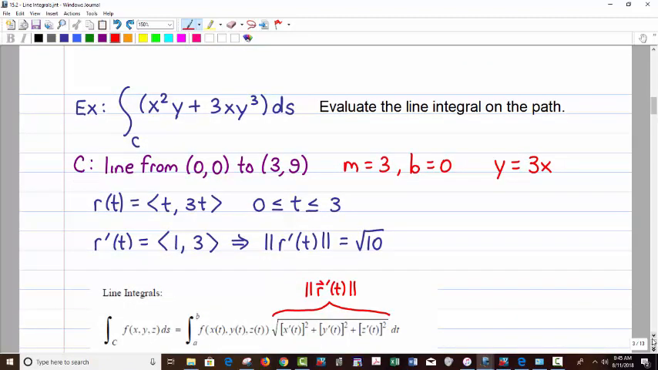All right, now here's some function that we're going to evaluate the line integral of. There's ds, and we're telling you it's the line from 0, 0 to 3, 9. I mean, you can get from 0, 0 to 3, 9 different ways, but I'm telling you that it's a line here, so we have to work with it as a line.